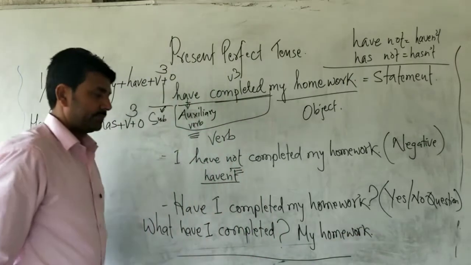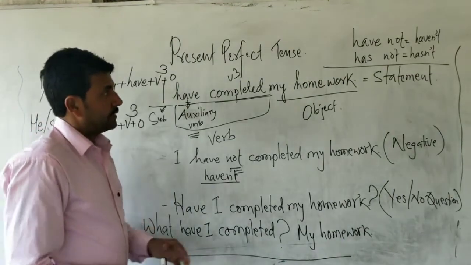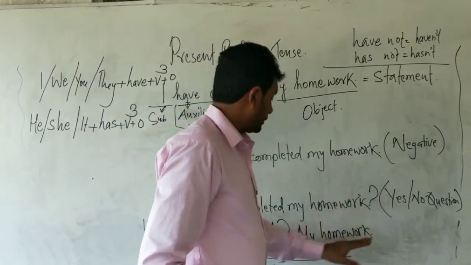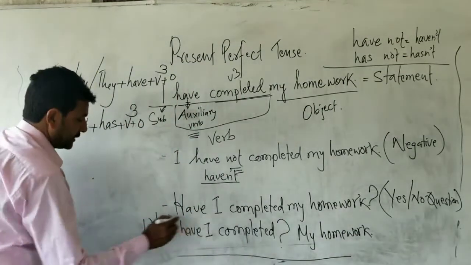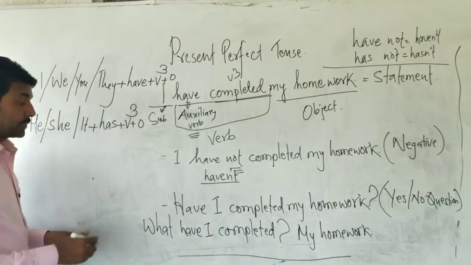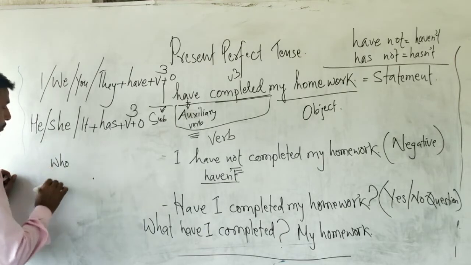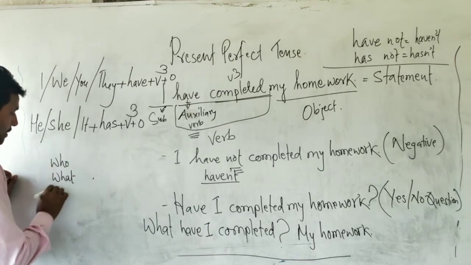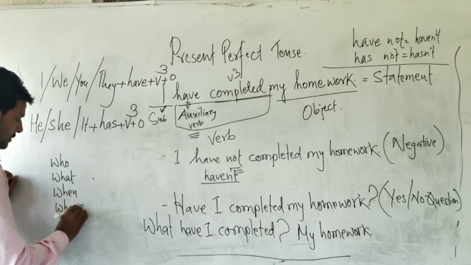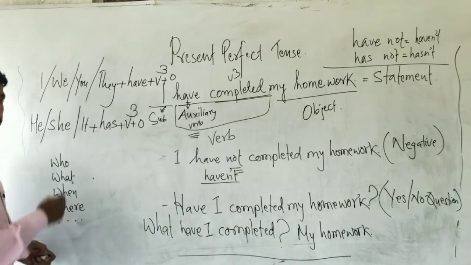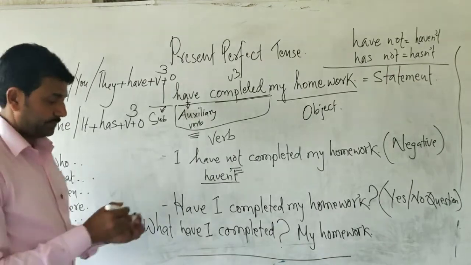My homework. Correct? So we have seen here the statement, negative, yes-no question, and this is the WH question. Here you can use "When have I completed my homework?" You can write when. They are WH questions: you can write who, what, when, where, like that. You can write WH questions.